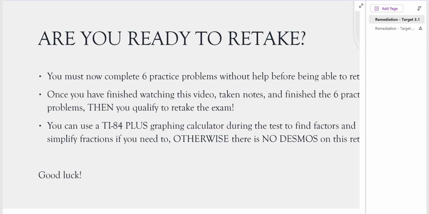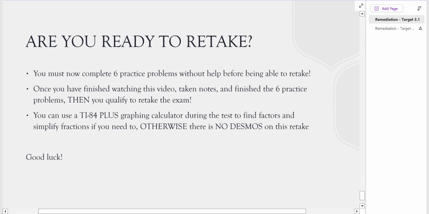Okay, are you ready to retake? So you must now complete 6 practice problems without help before you're able to retake. Once you have finished watching this video, take notes on the packet, and then finish the 6 practice problems, then you qualify to retake the exam. So remember, during this retake, you can use a TI-84 Plus calculator to find fractions, like simplifying them, and to find factors, but you cannot use Desmos. Good luck!